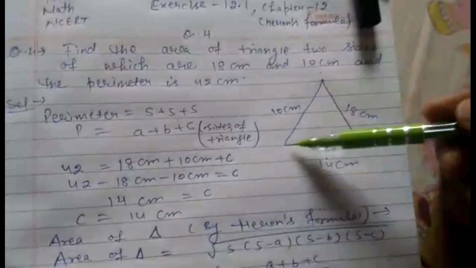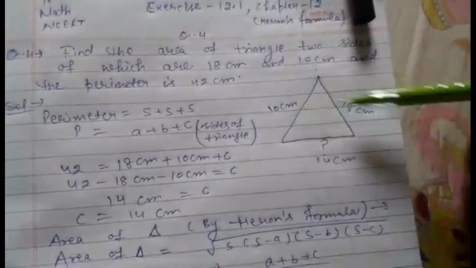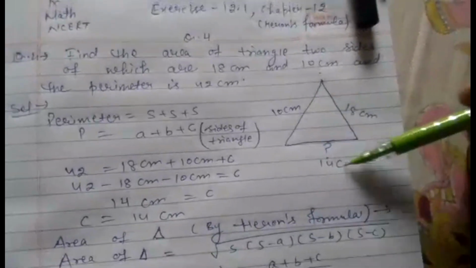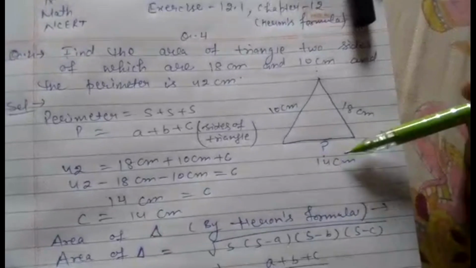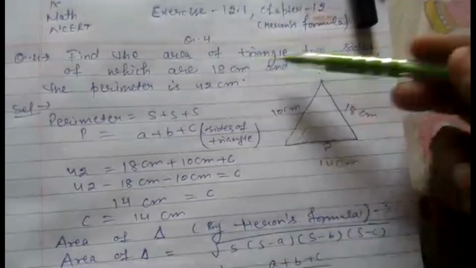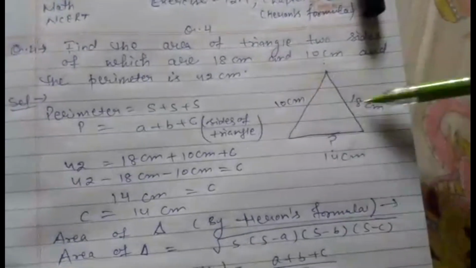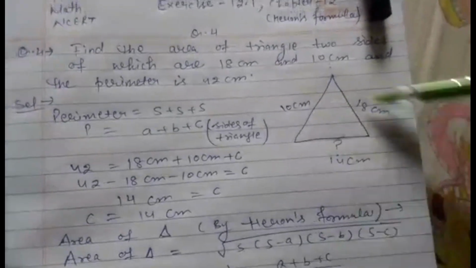So we will draw a triangle whose two sides, 10 centimeter and 18 centimeter, are given. The third side we need to find out, because till the time we do not find the third side length, we can't find the area of the triangle. You can consider any side as 10, 18, or the third.